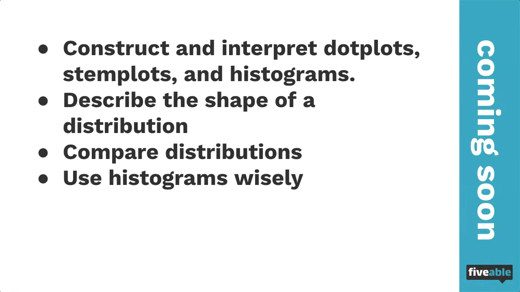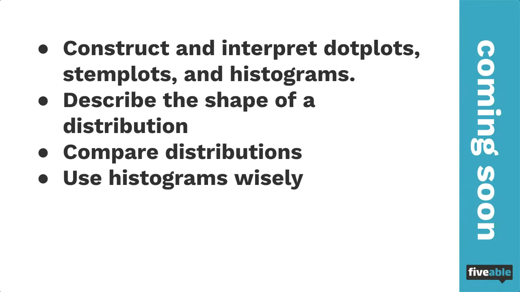So we're going to start with constructing and interpreting different forms of displaying quantitative variables. We have dot plots, stem plots, and histograms. We're also going to describe the shape. This is the really important part, describing distributions. That's going to be a really important thing for us moving forward. We also want to compare distributions, and when we compare distributions, we're really looking for specific language. We want to make sure that you know that specific language. And last but not least, we want to know how to use histograms wisely, making sure that we are using those histograms in an appropriate way.